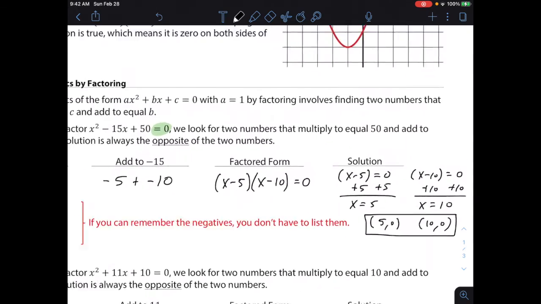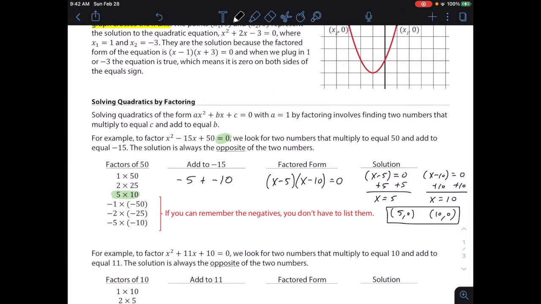All right, and hopefully you notice that you don't necessarily have to do all this work that I did underneath where it says solution. You don't have to set those equal to 0 and solve for x because you can just look at the factored form and say, hey, if it's x minus 5 and x minus 10, my solutions are just going to be the opposite. They're going to be positive 5 and positive 10. All right, so that's kind of a shortcut that we can use to make our lives a little bit simpler.